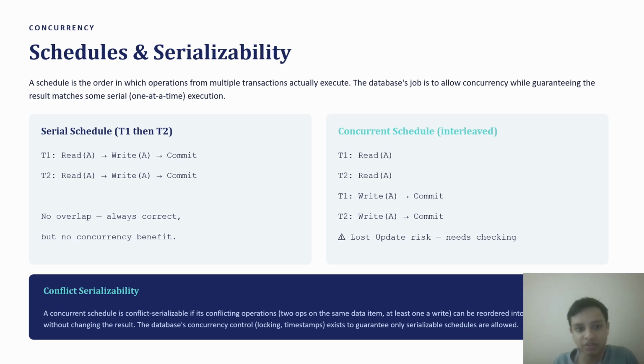Now, schedules and serializability. A schedule is an order in which operations for multiple transactions actually execute. We have multiple statements in a transaction. Similarly, we have multiple transactions in a schedule, which is in order for the execution. The job is to allow concurrency while guaranteeing that the results match some serial execution. The execution should be serial. There is no cycling.